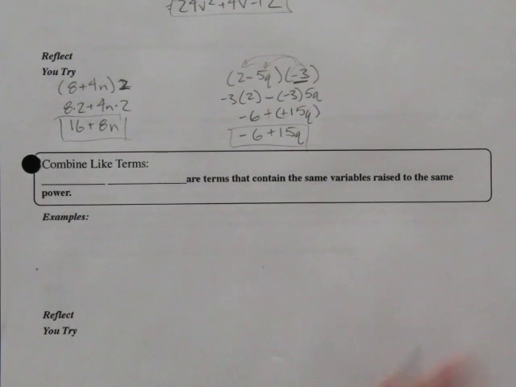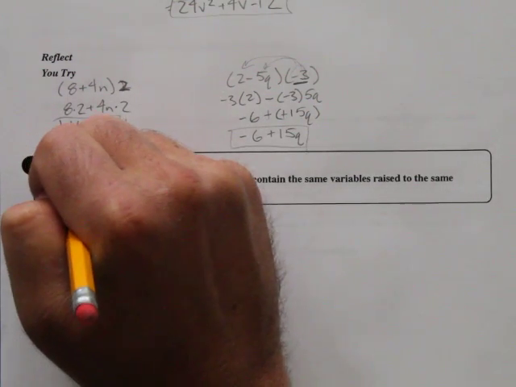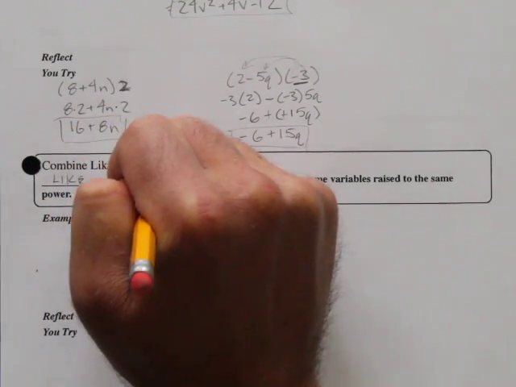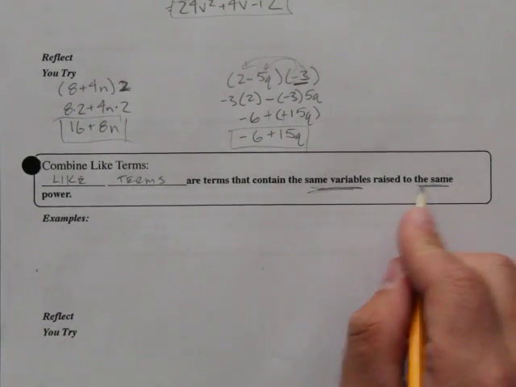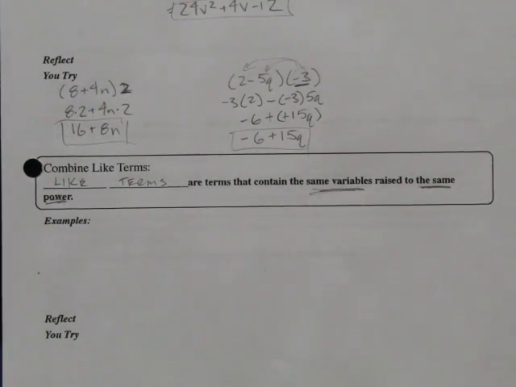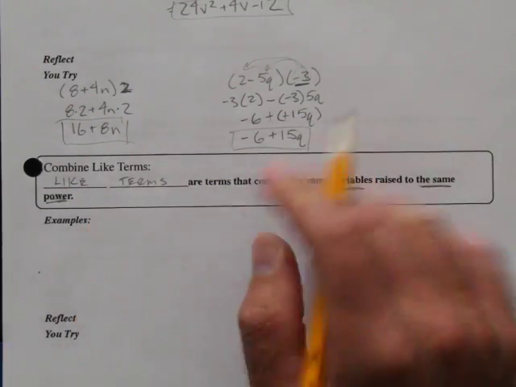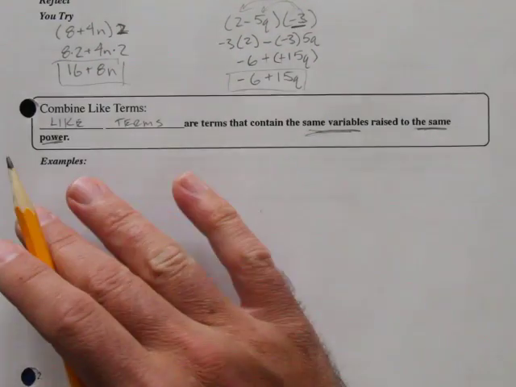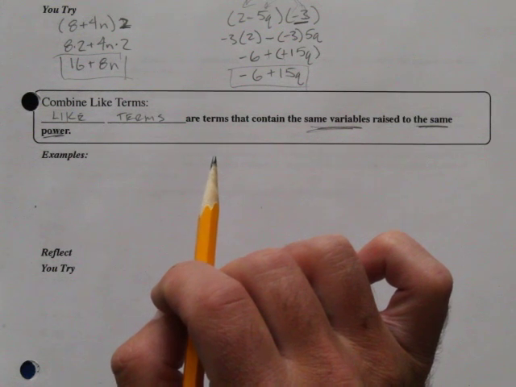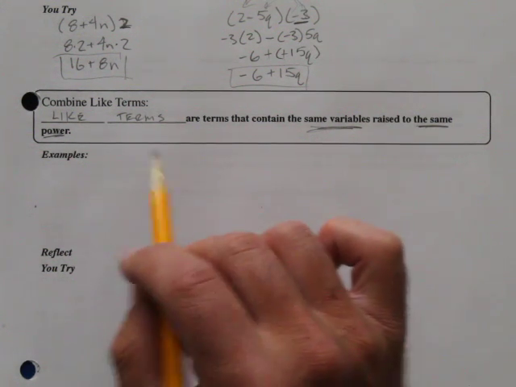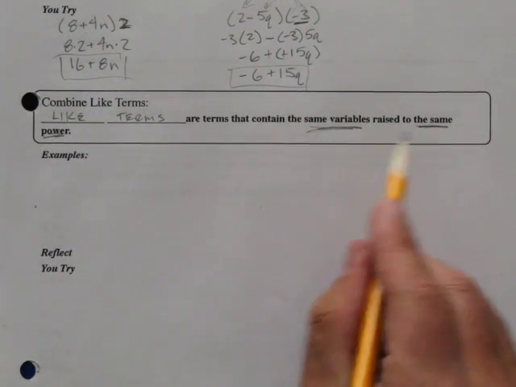All right. Next, we have combine like terms. Like terms are terms that contain the same variables raised to the same power. All right? Like terms contain the same variables raised to the same power. So let's look at some examples of this. This is something that we're going to be looking at a lot. You can add and subtract like terms. You can multiply any terms you want, but you can only add and subtract terms that are like terms. Same variables raised to the same power.